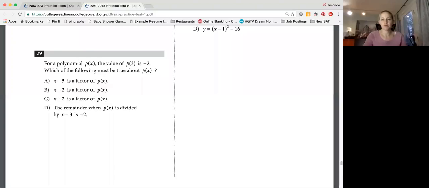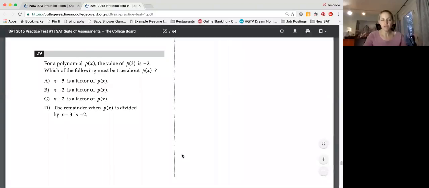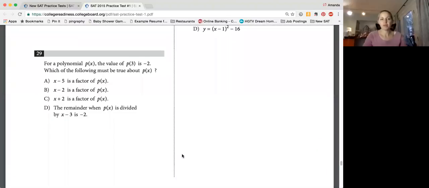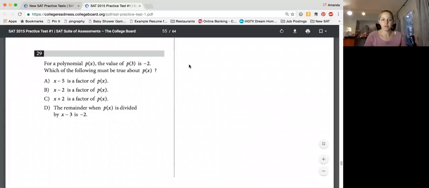This is going to be problem number 29. For a polynomial p of x, the value of p of 3 is -2. Which of the following must be true about p of x? Now, this is just remainder theorem. And if you don't remember remainder theorem, which a lot of people don't, then you wouldn't be able to get straight to answer D. If you remember the remainder theorem, then you'd be able to get straight to the answer.